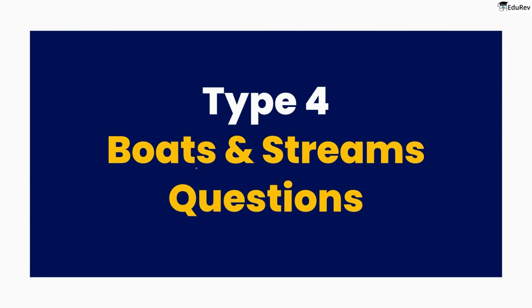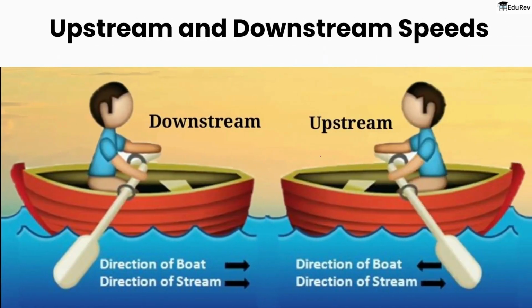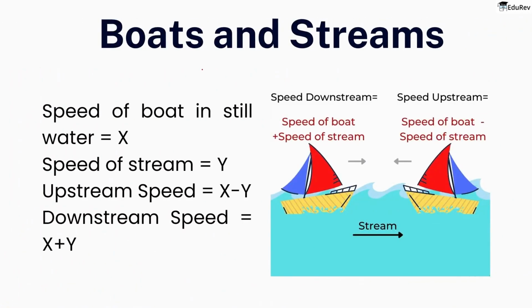Now, we move to next type of questions, that is boats and streams. Let's learn about upstream and downstream speeds. Upstream speed refers to the speed of a boat or any floating object relative to the water when it is moving against the current. Downstream speed, as the name suggests, is the speed of a boat or any floating object relative to the water when it is moving in the direction of the current. The downstream speed is usually faster than the upstream speed because the boat gets a boost from the current.